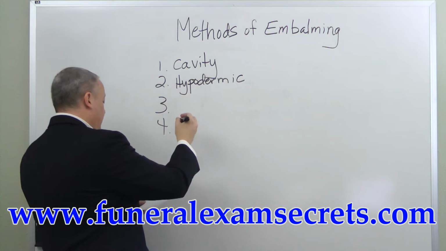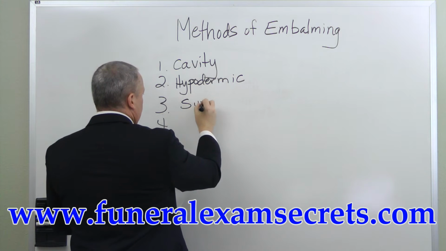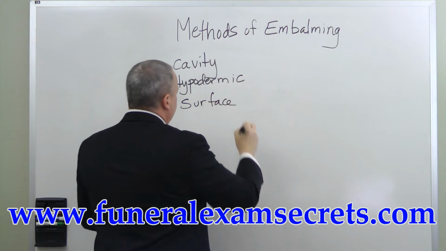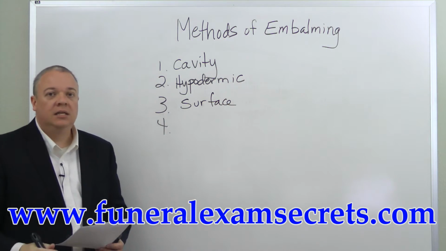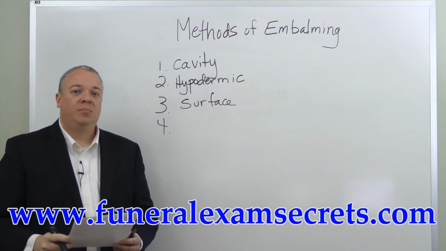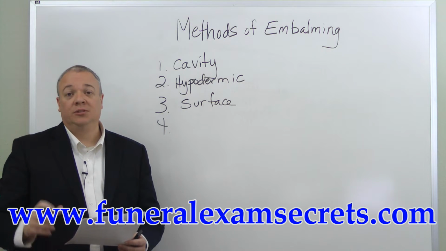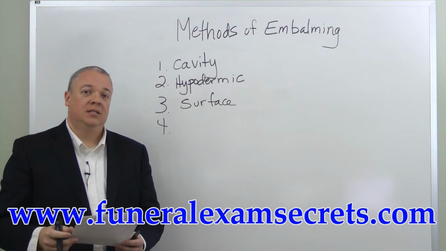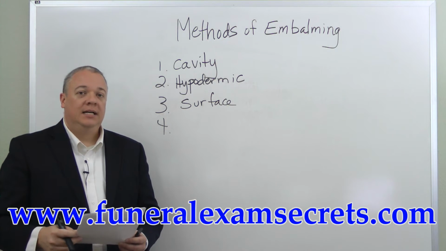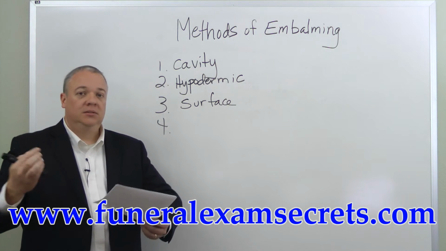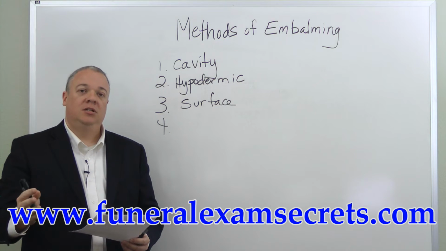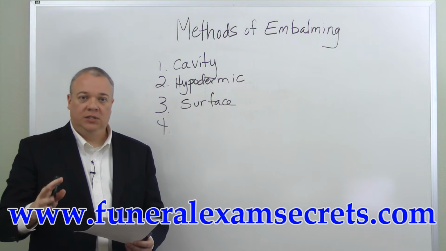The third form of embalming is surface embalming. And here, the agents used to preserve the body are applied directly to the tissues themselves, usually the outer skin, things like this, to preserve them. So surface embalming embalms by direct application of the preservative to the tissue.